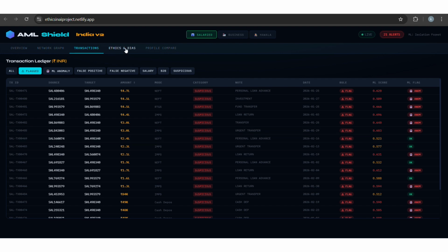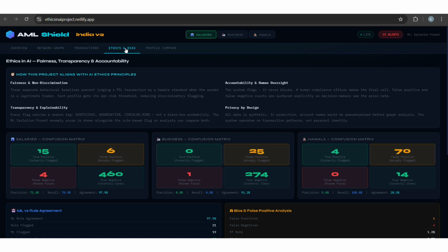Now, moving to the ethics tab. The ethics and bias tab is the core of the project. It directly addresses the five principles of ethical AI: fairness, transparency, accountability, privacy, and harm prevention. The confusion matrices are computed separately for each of the three datasets. True positives are transactions correctly identified as fraudulent. The true negatives are clean transactions correctly cleared. False positives are legitimate transactions wrongly flagged, an ethical harm to honest customers.